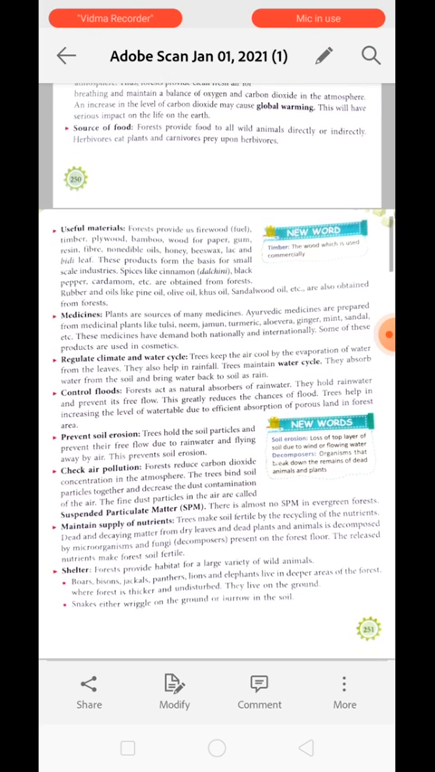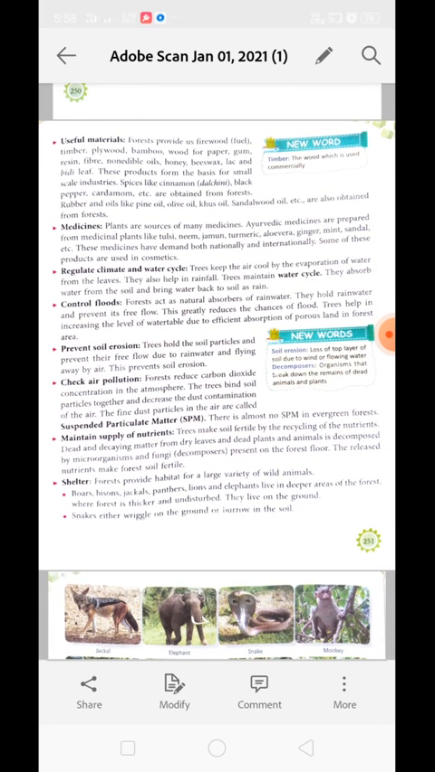Now, next is useful material. What are the useful materials that we get from the forest? Forests provide us firewood, timber, plywood, bamboo, wood for paper, gum, resin, fiber, non-edible oil, honey, wax, lac. There are a lot of things that we get from the forest. These products form the basis for small scale industry. Spices like cinnamon, black pepper, cardamom, etc. are obtained from the forest. Rubber and oils like pine oil, sandalwood oil, etc. are also obtained from the forest. So it means it is also economically very important for us, right?